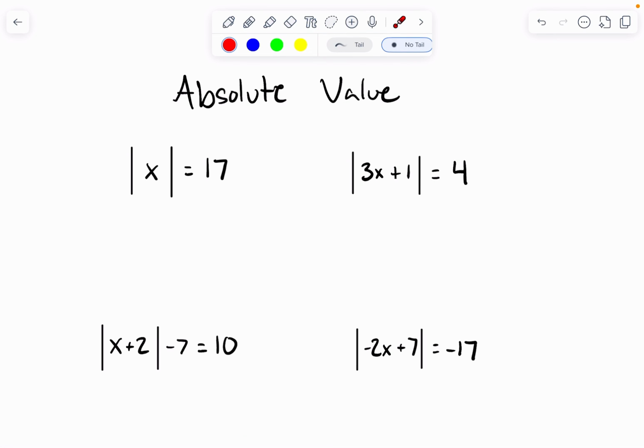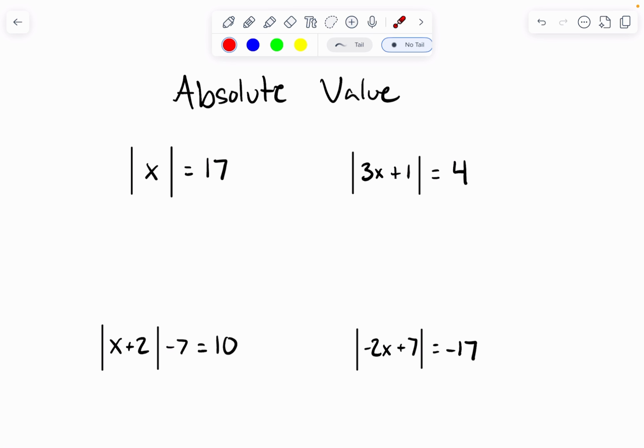Alrighty, mathematicians, we are back and we are talking about absolute value today. How to solve absolute value equations. Now, the big thing to note is where the x is located. The x is located inside of the absolute value bars on all of these. That is the big thing: x is inside of the absolute value bars.